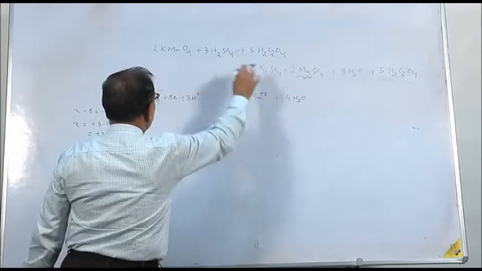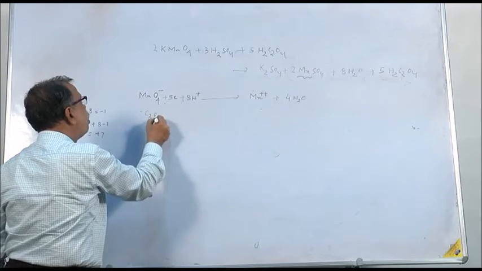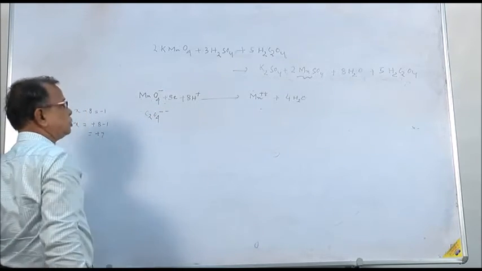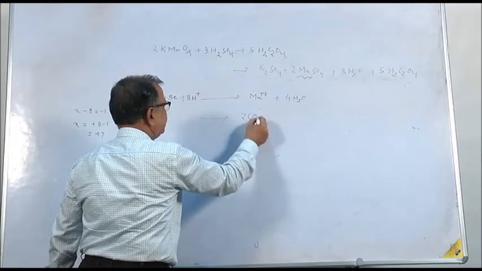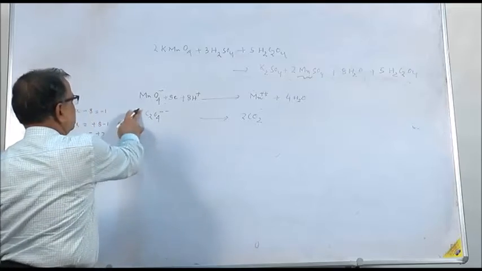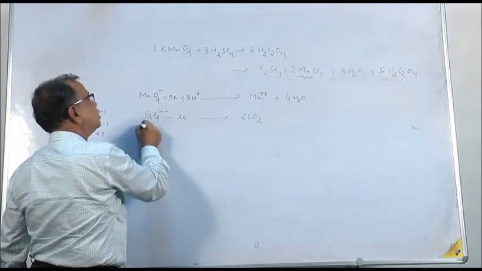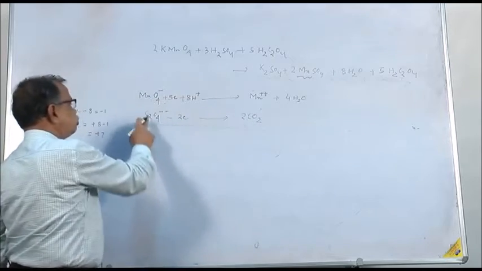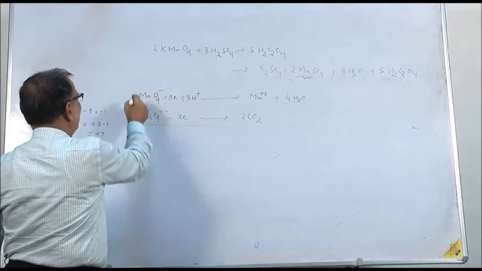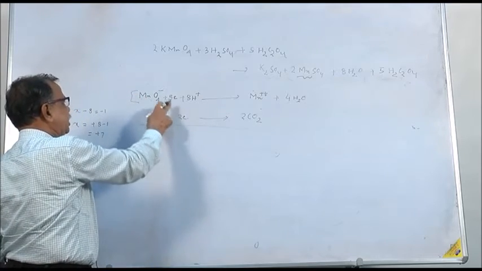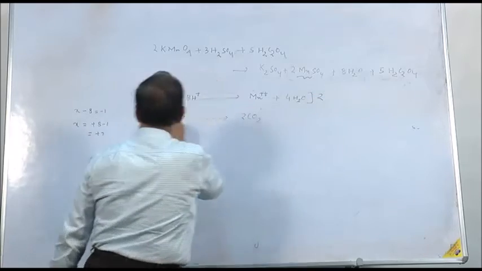Then treated with oxalic acid. Oxalic acid we may write as C2O4 minus minus. It forms 2 carbon dioxide, taking out minus 2e. So it is balanced, 2C and 4O balanced. That means 2e or 5e, so in this case we have to multiply here by 2 and multiply this by 5.